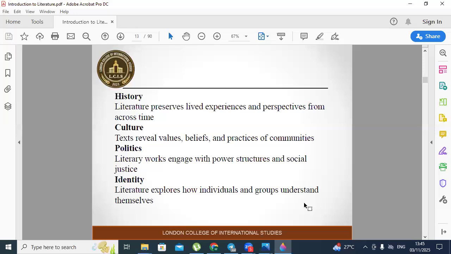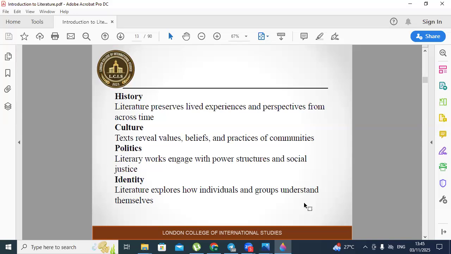texts reveal values, beliefs, and practices of communities, what they celebrated, what they feared, what they considered normal or transgressive. Politics: literary works engage with power structures and social justice, who has power, who is marginalized, how inequality is maintained or challenged. Identity: literature explores how individuals and groups understand themselves, how identity is formed, performed, constrained, and liberated.